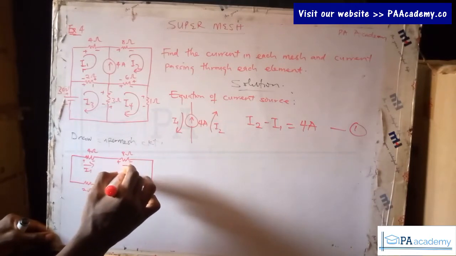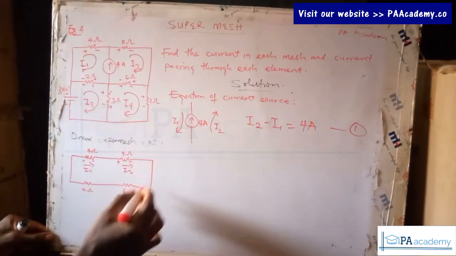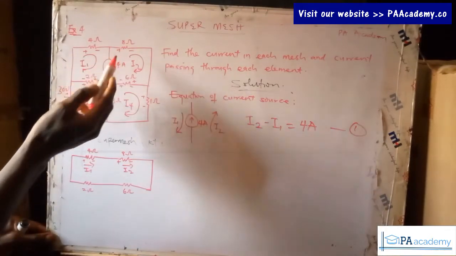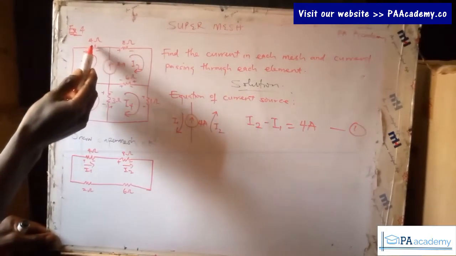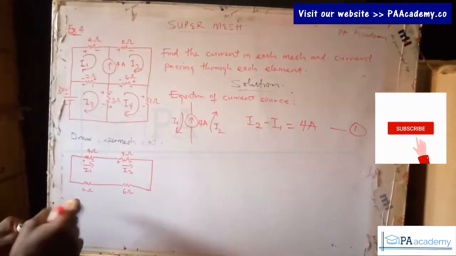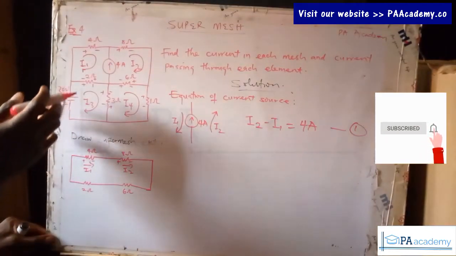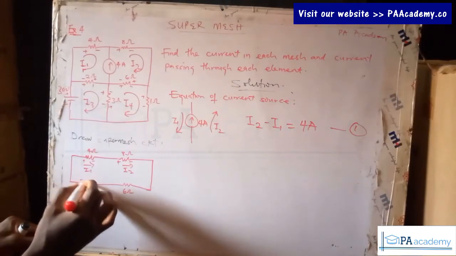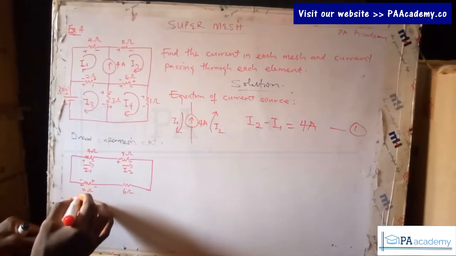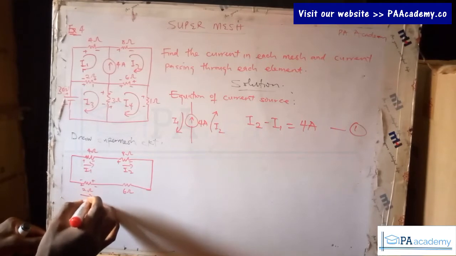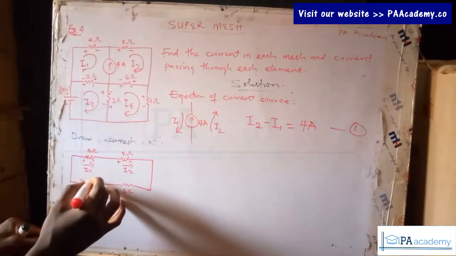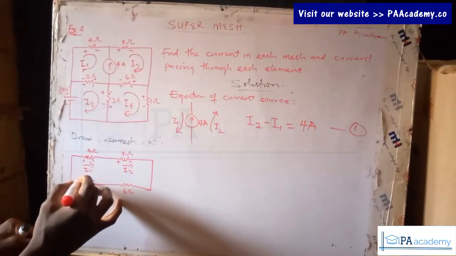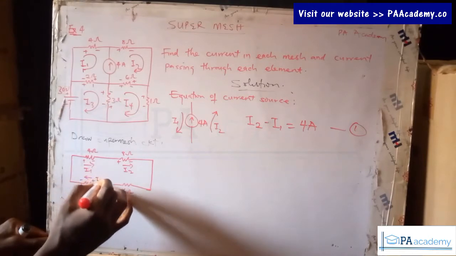And then this is I2. So there's only one current flowing here, which is here is I1, here is I2. But for this 2 ohm, there are two currents flowing there. We have I1 and I3. So the polarities there is plus and minus, and then this is plus and minus. So there's a current flowing in this direction, which is I3. There's also another current flowing in opposite direction, which is I1.